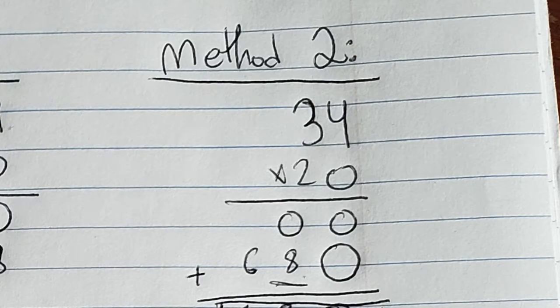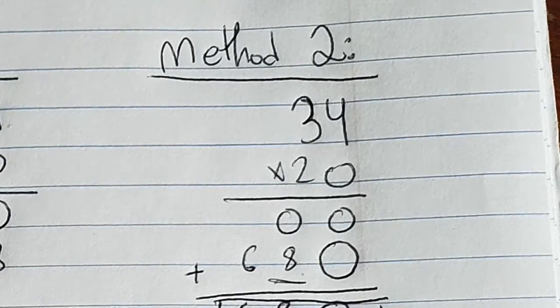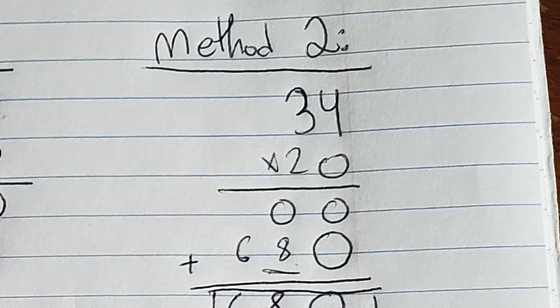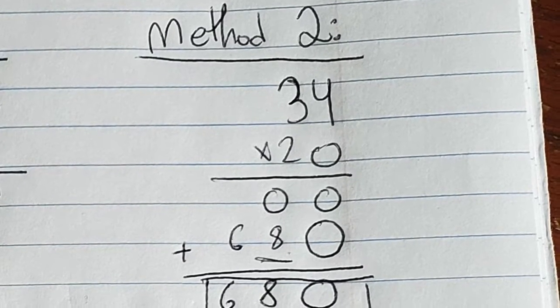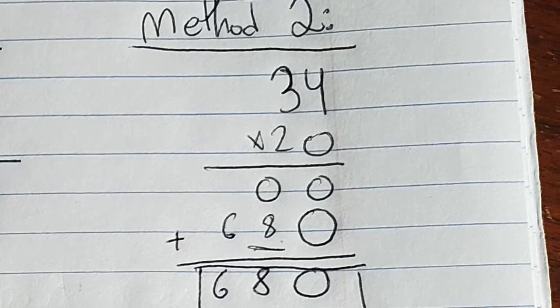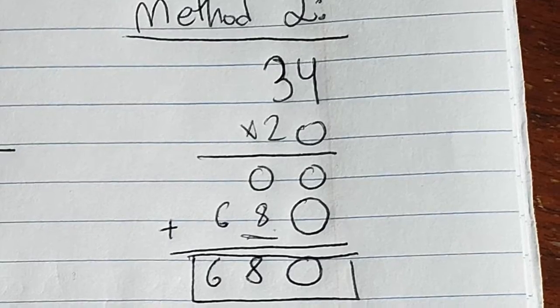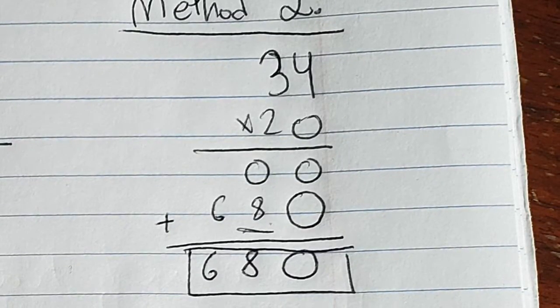So we have that 0, then we just do 2 times 4, that's 8. It goes in the tens place. And then we do 2 times 3, that's 6, and that'll go in the hundreds place. All right, and then at this point, we just have to add together those two numbers, which is 0 plus 680. The answer is 680. That's the same thing we got in our first method, so we're good.